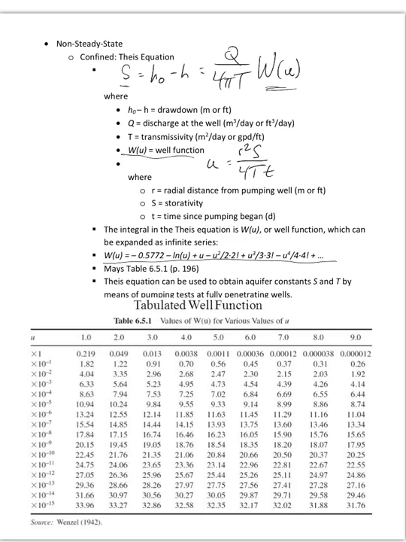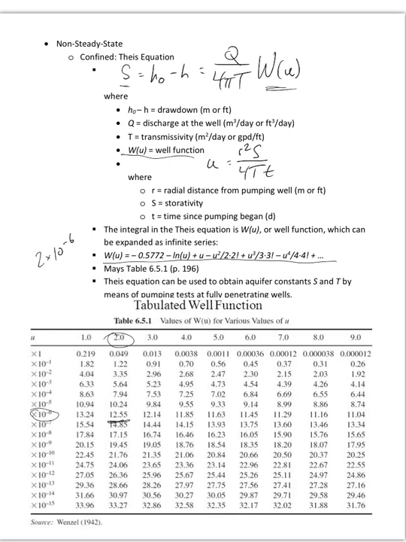Okay, so there's a table in your book, table 6.5.1, and that's shown down here at the bottom, that shows the values of W of u for various values of u. The table's a little weird to read, but for example, if you had a u value of 2 times 10 to the negative 6th, you would go across the top to find the value of 2, which is right here, times 10 to the negative 6, that's right here, and your value for W of u would be 12.55.